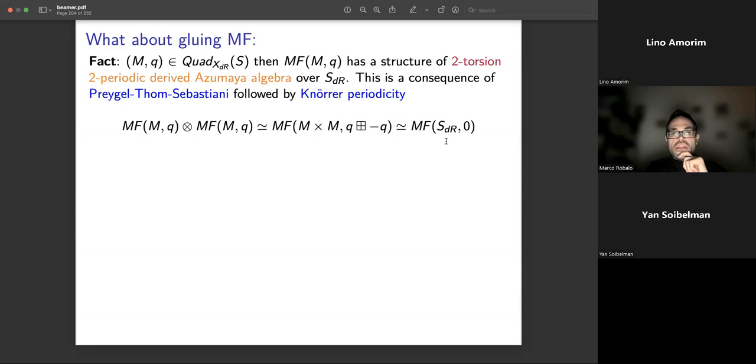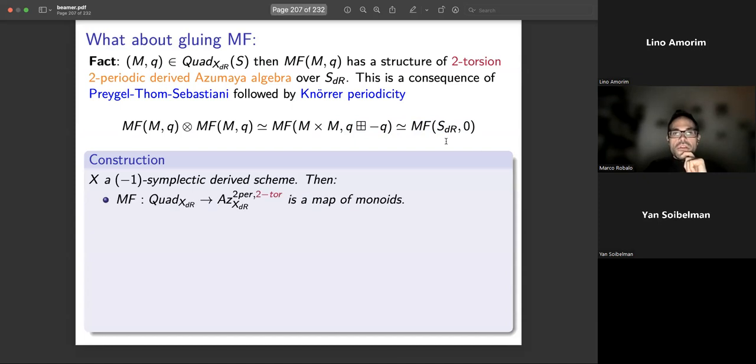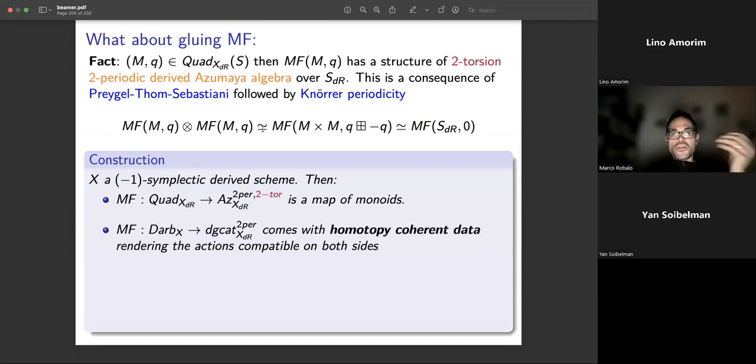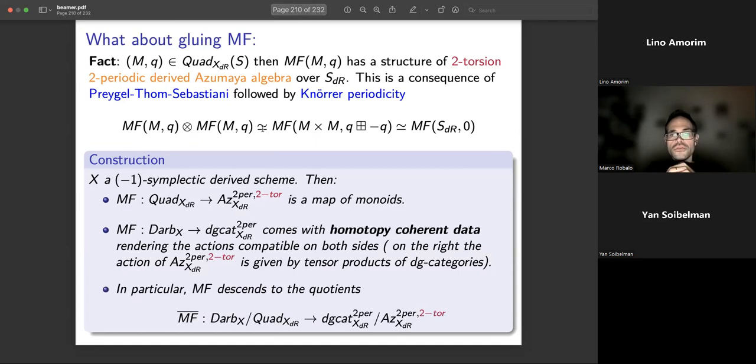So every time you have something like this, you can do the same construction, replacing 2 torsion line bundles by 2 torsion DG categories. So you take X a -1 shifted symplectic derived scheme. Then you have MF as a map of monoids, sending a quadratic bundle to MF of the quadratic bundle with this 2 torsion structure. You have MF, as I described before, from the Darboux stack to DG categories. Every local model is sent to MF of that local model. And the claim is that, again, all this is compatible with the actions. So it descends to the quotient.